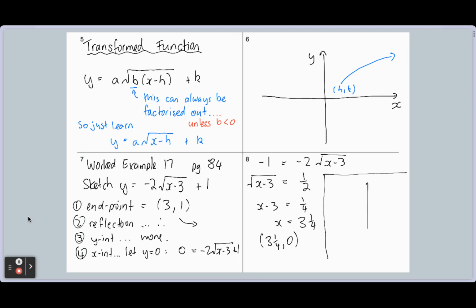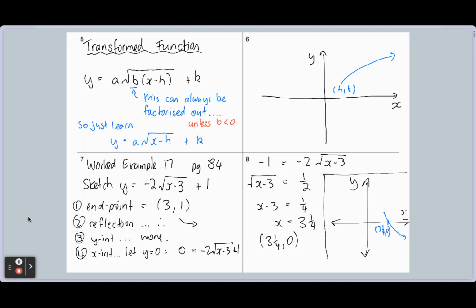So what does that give us? It gives us a graph where the new starting point is 3, 1. So I can put that in first. So 1, 2, 3, 1, something like that. It's going to have this shape, so I'm going to do that. And then this point here is 3 1/4, 0, like so. I'll zoom up in a tick just so you can sort of see that. But that's basically it. And I should remember the niceties.